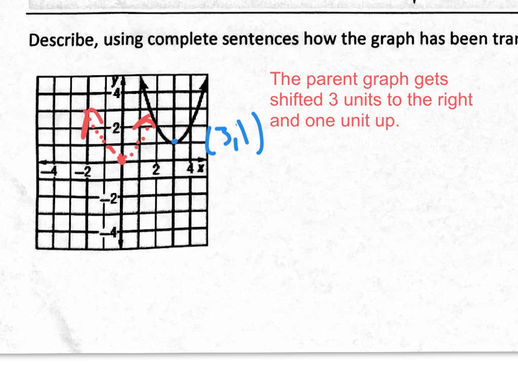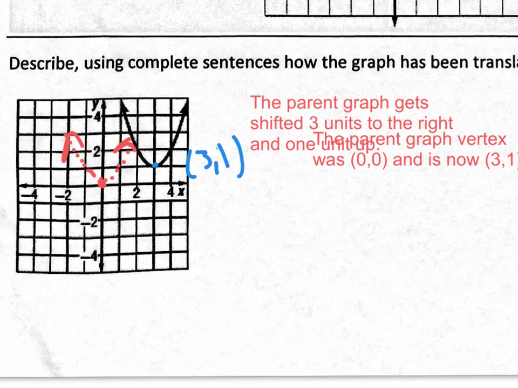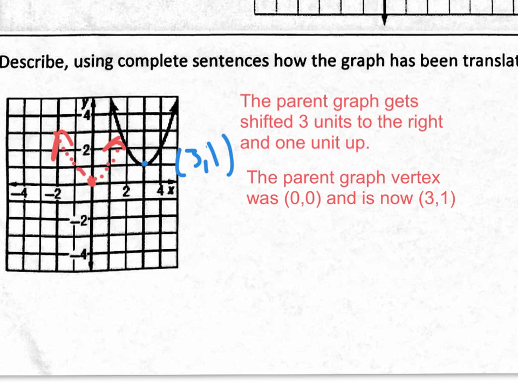up. And we could even elaborate on this and say the parent graph vertex was 0, 0, and the new HK value is 3, 1.